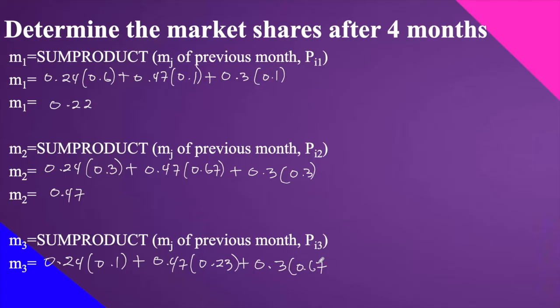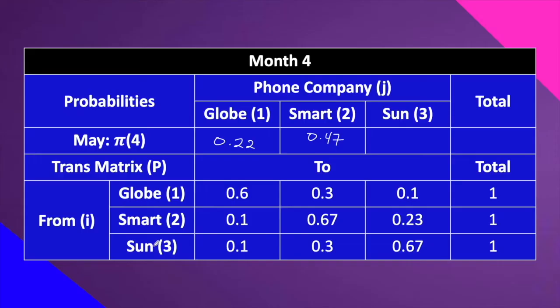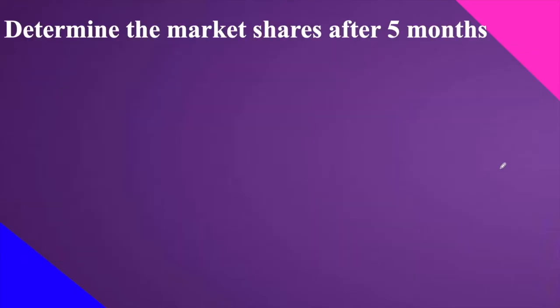Okay? So, next natin, this is actually equivalent to 0.31. This will be the market share of Sun after month 4. So, let's write it here, 0.31. And this is equivalent to 1. Okay? So, let's continue for the month number 5. 5 months. So, determine natin ang market shares after 5 months.